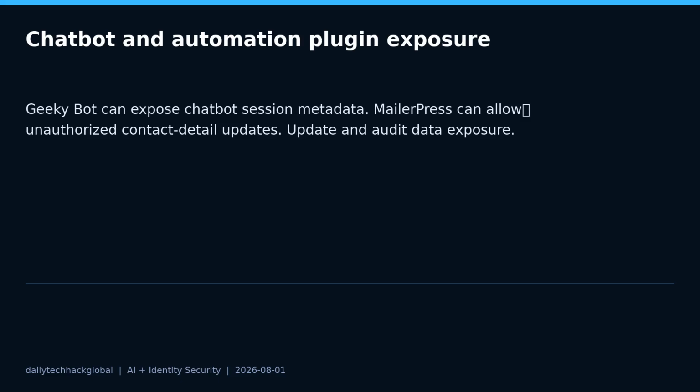CVE-2026-18437 affects MailerPress, a newsletter, email marketing, and AI automation plugin, up to and including 1.5.0. The issue is a missing capability check on a REST contact endpoint, allowing unauthenticated contact detail updates. Update both plugins where present, and check whether exposed data or altered contact records could affect privacy, support, or marketing workflows.